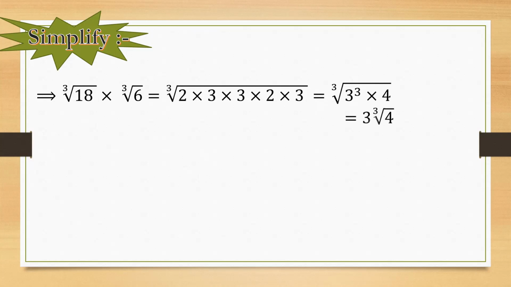So the answer will be 3 times the cube root of 4, because 3 power 3 in a cube root will be 3. And 4 in a cube root stays as it is, because 4 has no cube root.